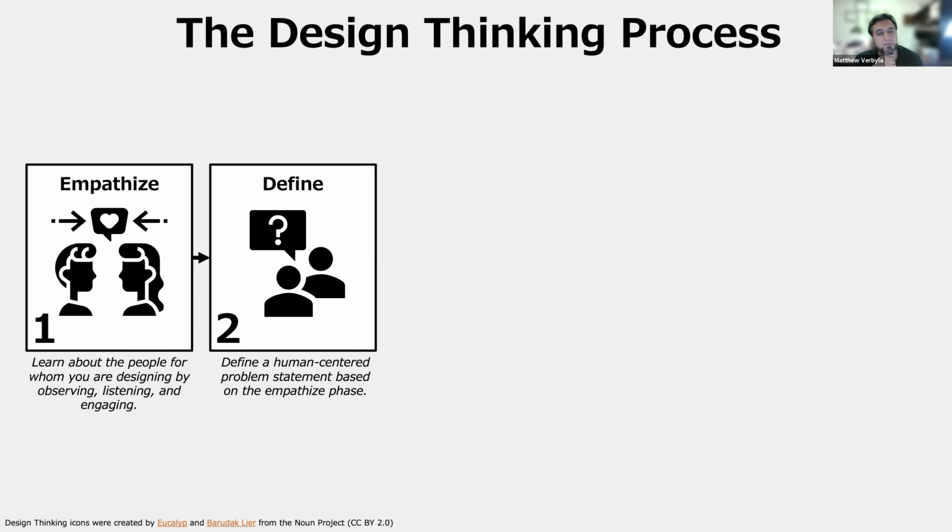This allows us to define a more appropriate and, importantly, a human-centered problem statement based on that empathizing phase. Right, so we're able to define a problem statement that really captures the problem from the perspective of the people we are designing the system for. All right, and in that process, we can also identify some important criteria for design and some important constraints for design.